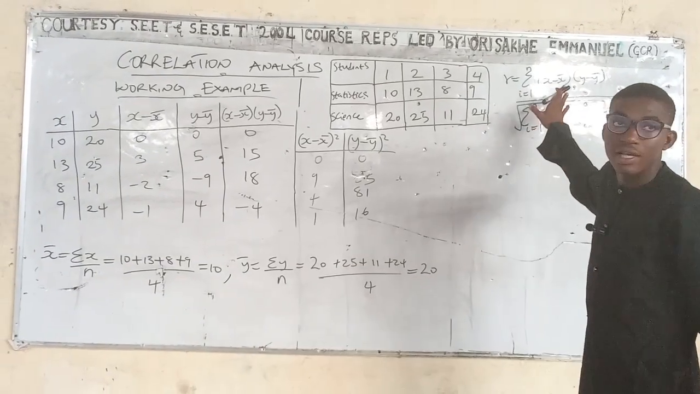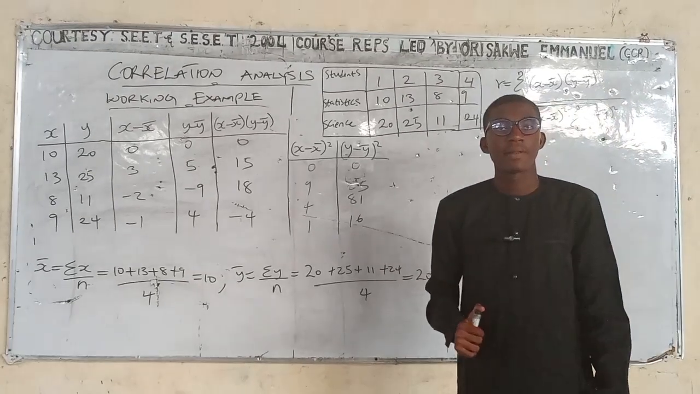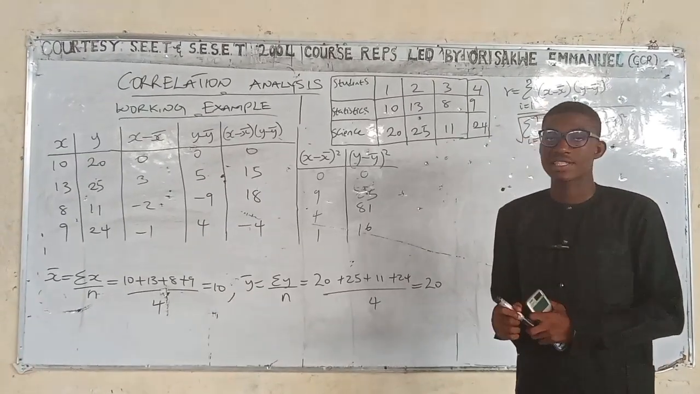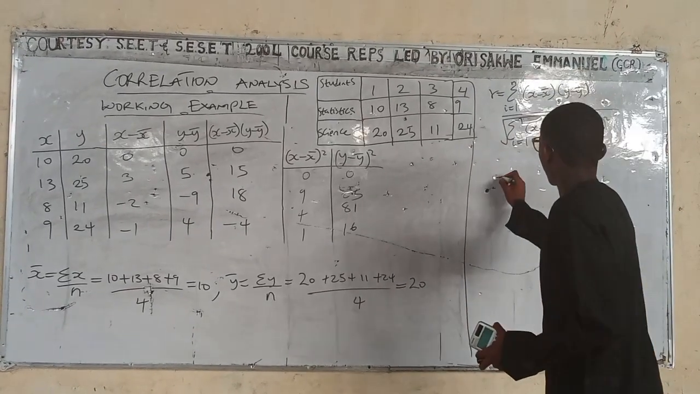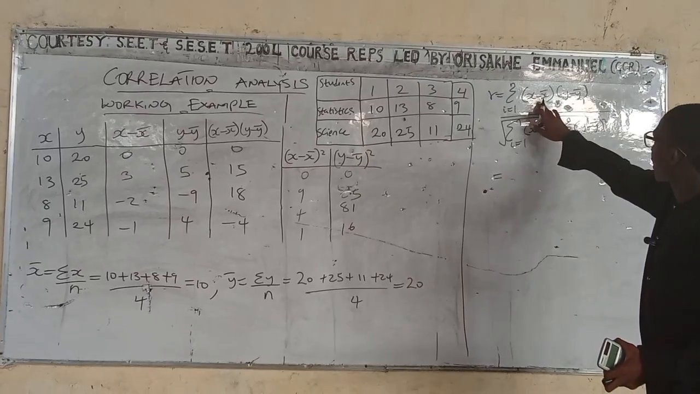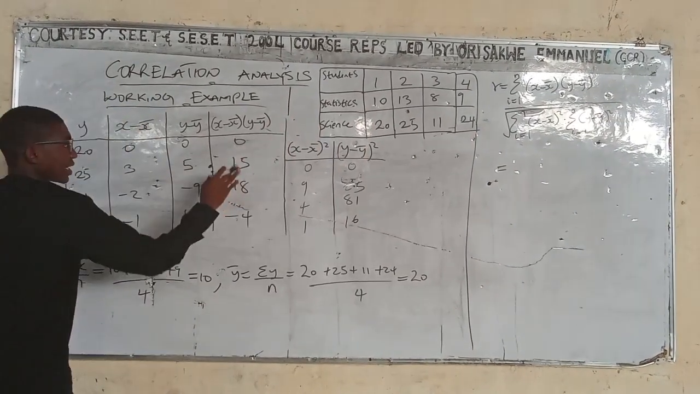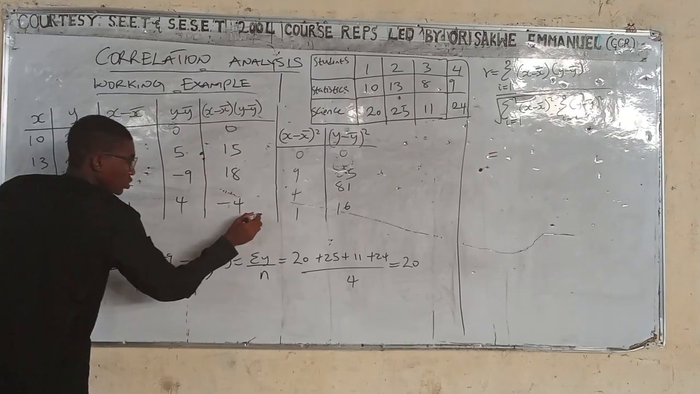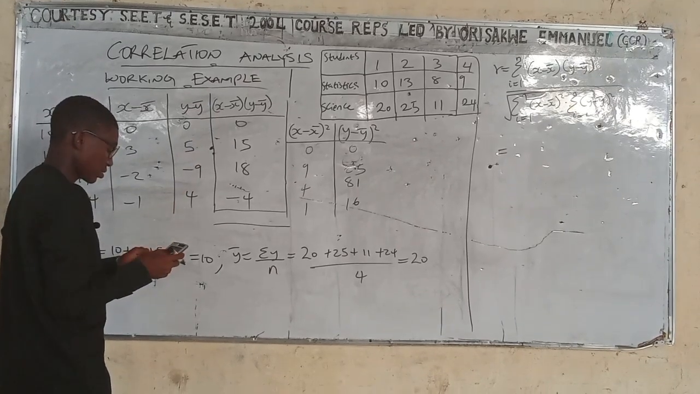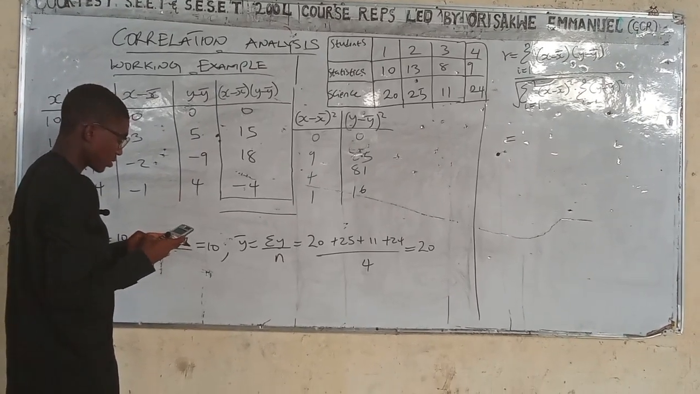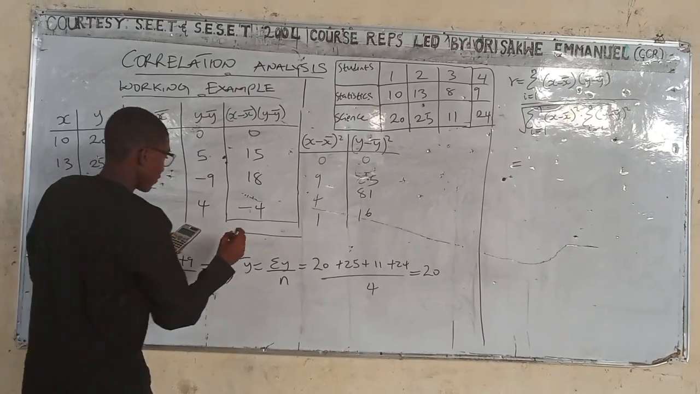Now let's put it inside our Pearson's correlation coefficient formula and get our final answer. So this is our formula here. From our formula here, summation x minus x bar times y minus y bar. So you come to the table. What are we summing? X minus x bar times y minus y bar. So you sum this column. If you sum it, what do we have? 0 plus 15 plus 18 minus 4. You have here 29.